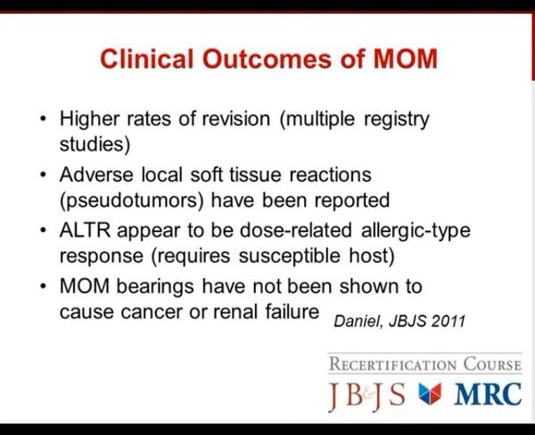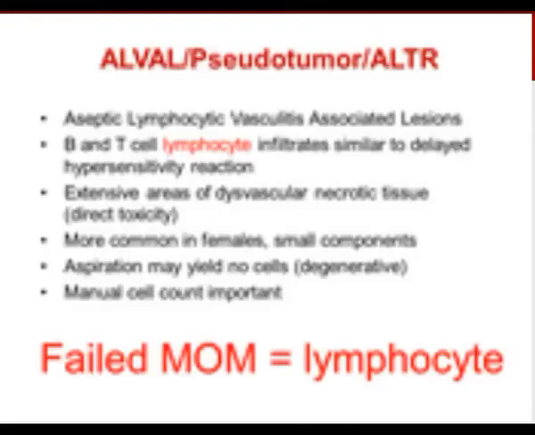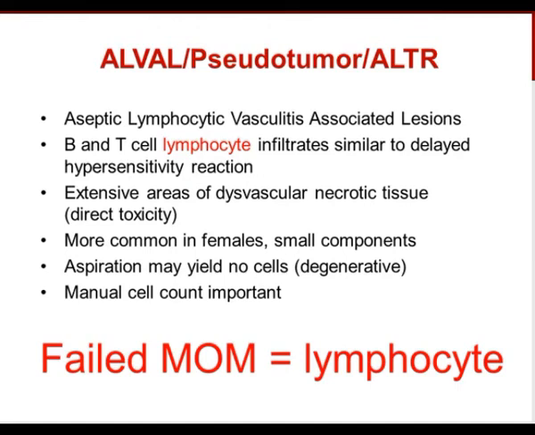So the clinical outcomes of metal-on-metal, clearly higher rates of revision. Multiple registry studies have confirmed that at this point. You need to understand a little bit about the local soft tissue reactions, the pseudotumors that have been reported with metal-on-metal bearings, as well as with corrosion problems. The adverse local tissue reaction seems to be an allergic type response in some, and in others it can be a direct toxicity problem. ALVAL is a histological diagnosis.